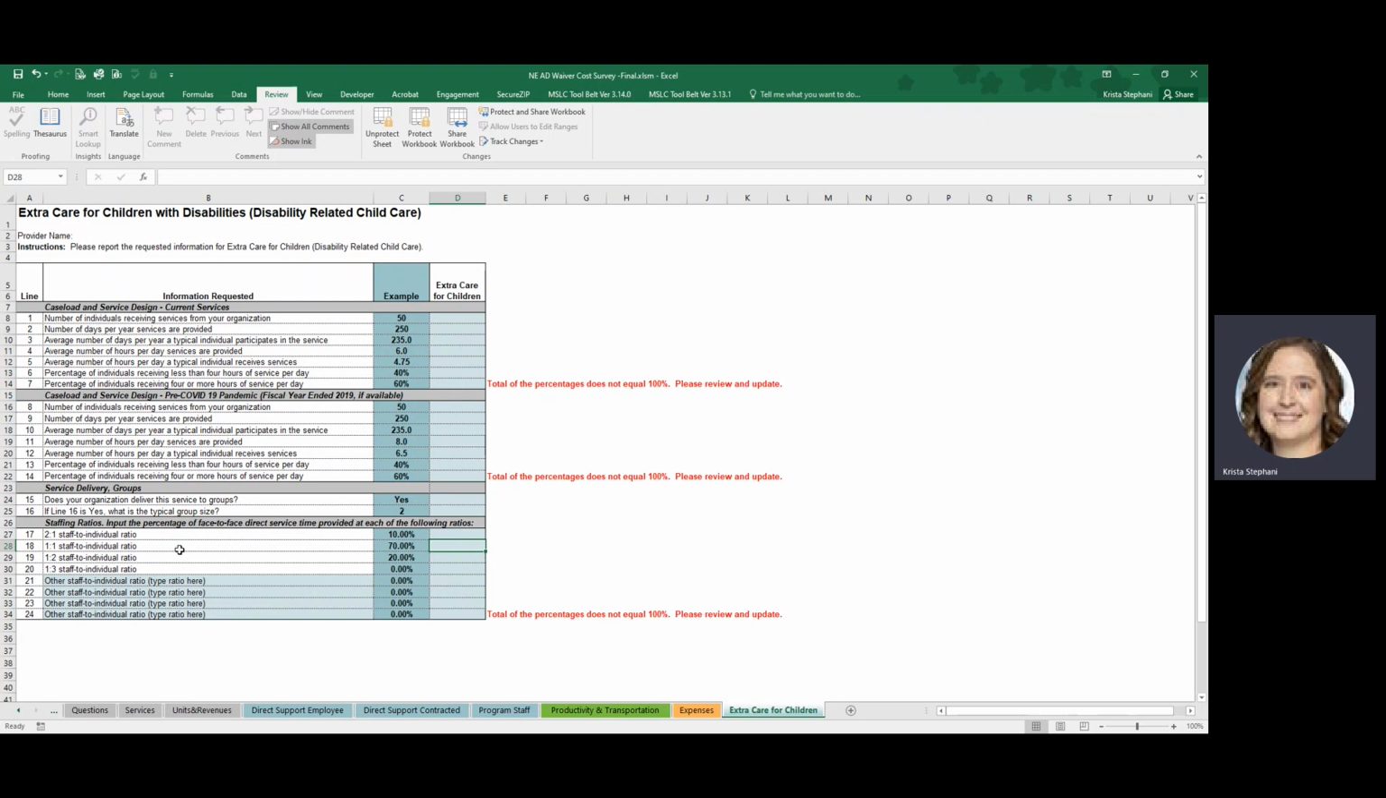But if you provide services in other settings, you'll need to figure out a percentage. We did pre-populate a few staff to individual ratio scenarios on these lines, but in case you provide services in a different manner, you have the ability to populate up to 4 other staff to individual ratios here.